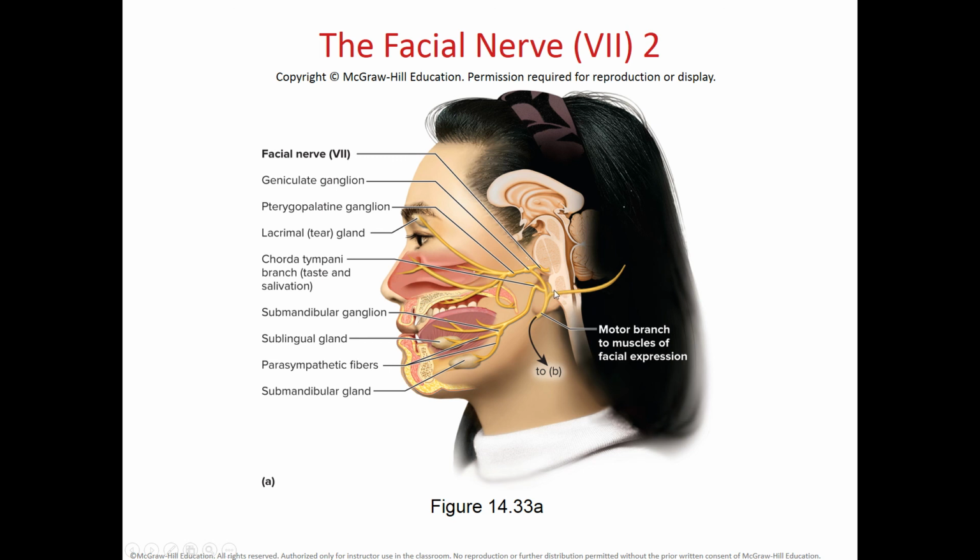So this is the distribution of the facial nerve along the different regions of our face. It has the pterygopalatine ganglion in here, the geniculate ganglion in here, and then the submandibular ganglion in here to innervate our salivary glands, the two anterior thirds of the tongue, the nose, the palate, and the muscles of facial expression in here.